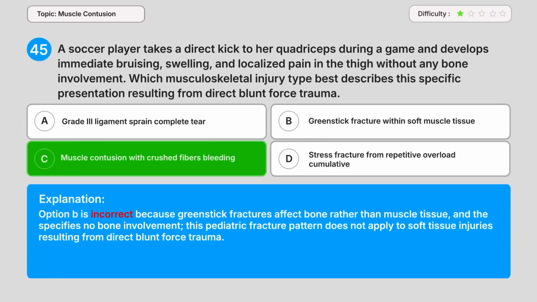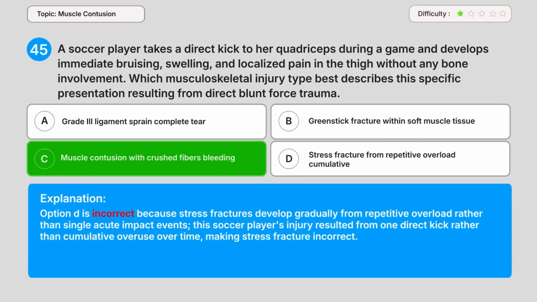specifies no bone involvement. This pediatric fracture pattern does not apply to soft tissue injuries resulting from direct blunt force trauma. Option D is incorrect because stress fractures develop gradually from repetitive overload rather than single acute impact events. This soccer player's injury resulted from one direct kick rather than cumulative overuse over time, making stress fracture incorrect.